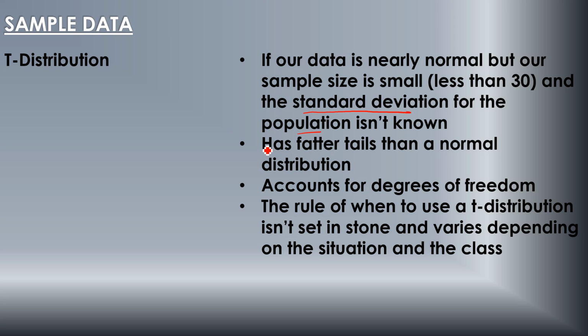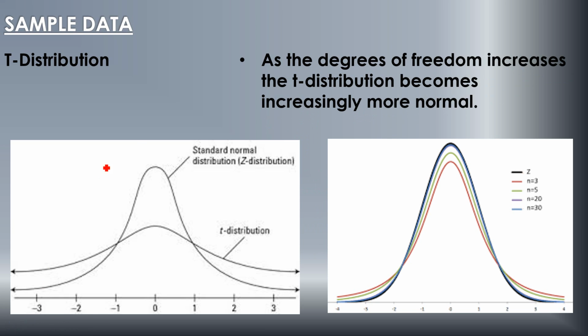Okay, so some characteristics of the t-distribution. It does have fatter tails than the normal distribution. We'll see that in a minute. And it's going to account for the degrees of freedom like we talked about before with sample statistics. There's no set rule for when to use the t-distribution, except that it's kind of globally accepted that if you don't know the sample statistic for the standard deviation or the population statistic for the standard deviation, then you should use the t-distribution. But sometimes it's close enough to normal that we don't need to.